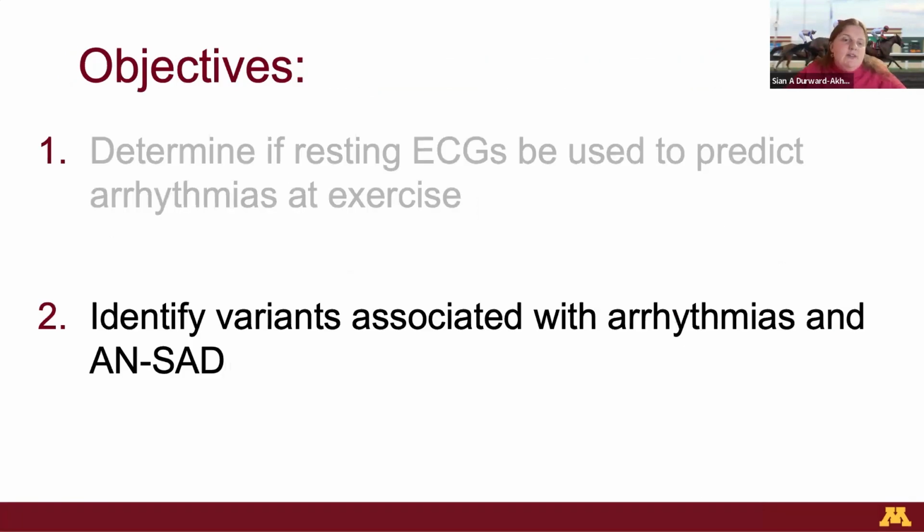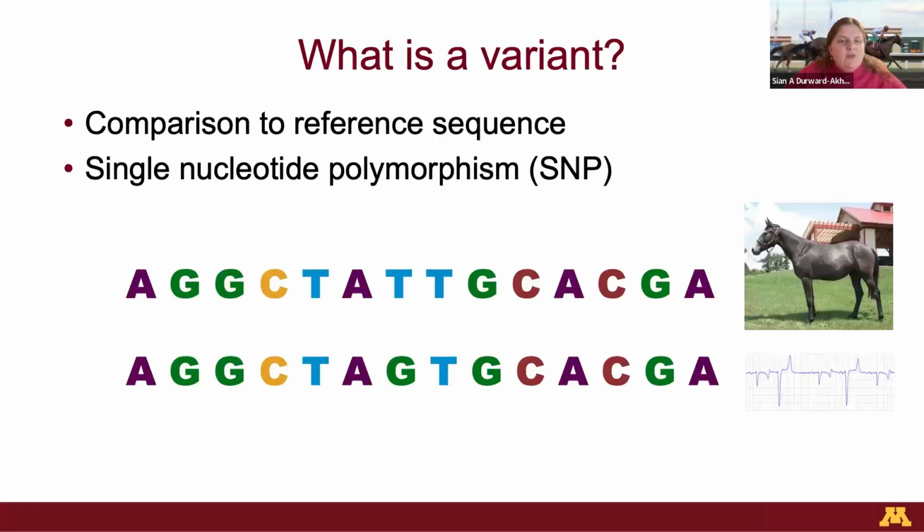And then our next goal is to look at the genetics of arrhythmias and sudden cardiac death in racehorses. Before I talk about this too much, I'm going to give a little bit of background on what a variant is. When we look at an individual's DNA, we always map it to a reference sequence. The reference sequence is based on a thoroughbred mare called Twilight, and this is her sequence at the top.